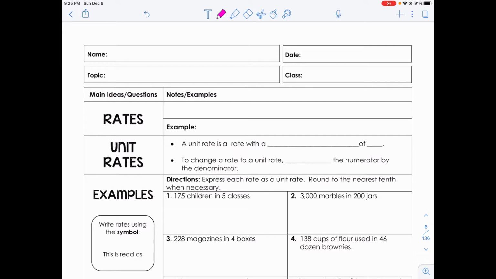So a rate is a ratio that compares two different quantities. For example, it might be something like 60 miles to 3 gallons.